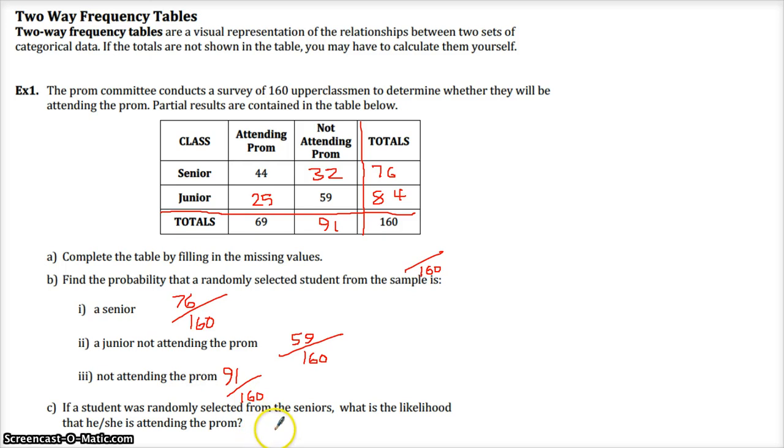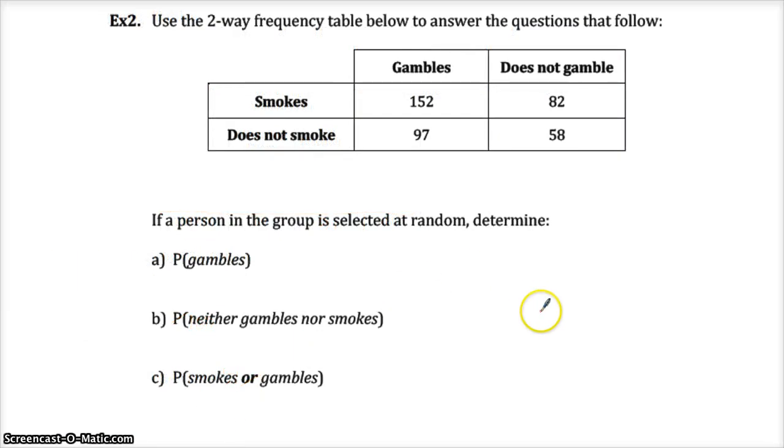We're almost done. If a student was randomly selected from the seniors, okay, from the seniors is 76. That changes the denominator. What's the likelihood that she is attending the prom? That's 44. But that's a different question than what's the probability a random student is attending the prom. This is what's probably a random senior is attending the prom. That changes the denominator.